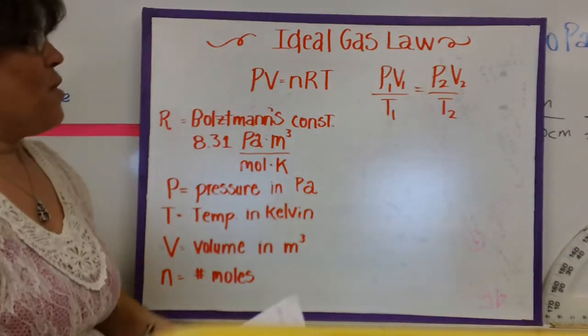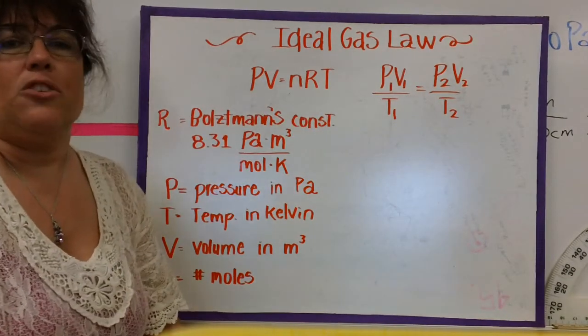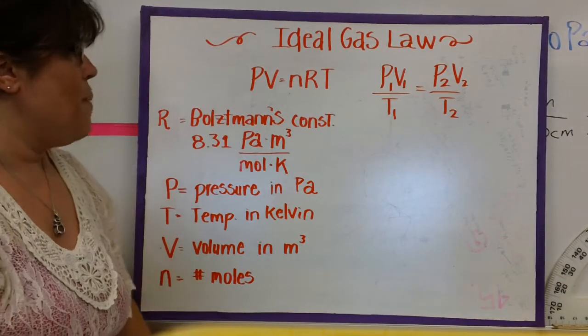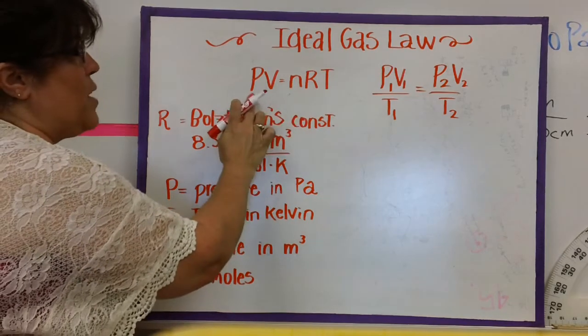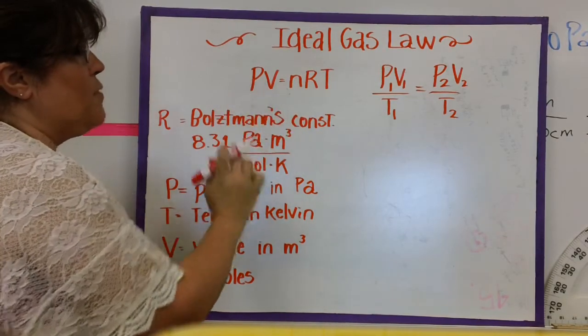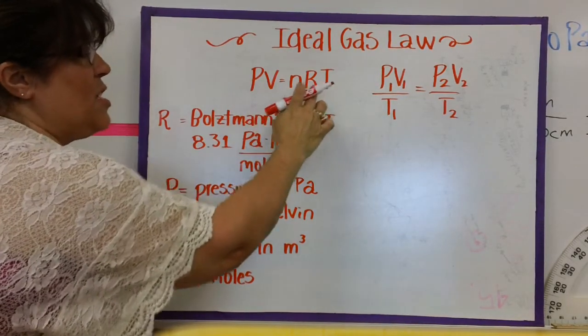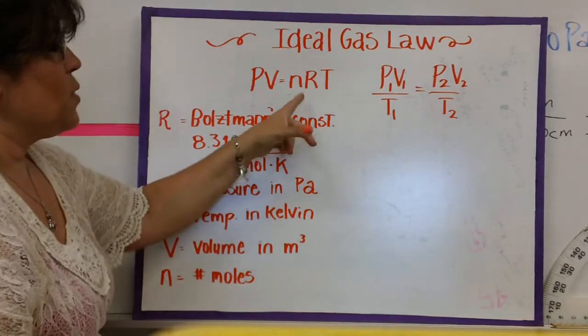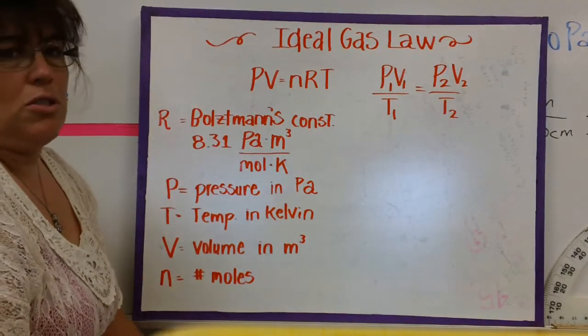Okay, so now the ideal gas law is the combination of Charles' law and Boyle's law. So we have two things. We have PV, the pressure times the volume, equals nRT. And T is the temperature. And we're going to talk about what n and R equal in just a second.